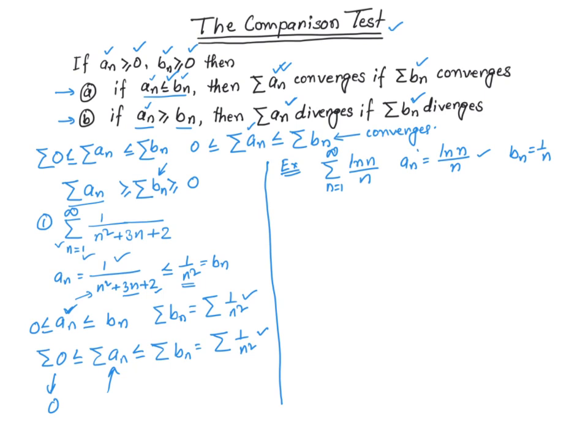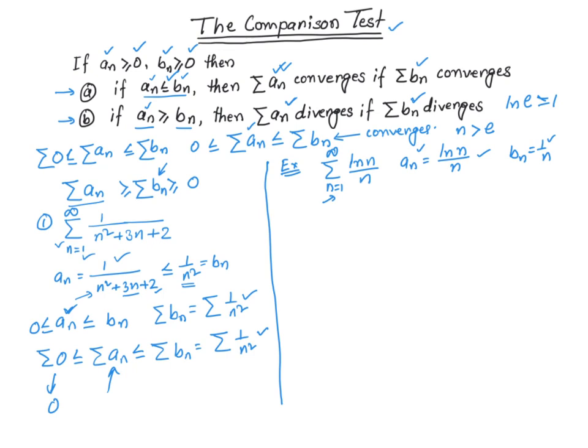Now compare an and bn. An obviously is going to be bigger than bn. When is it going to be bigger? When your n is greater than e, okay? Because ln of e, as you know, is equal to 1, right? So if n is bigger than e, then ln of n is going to be greater than 1. So we could adjust it a little bit. Maybe we could start it from 3, okay, just to be consistent.